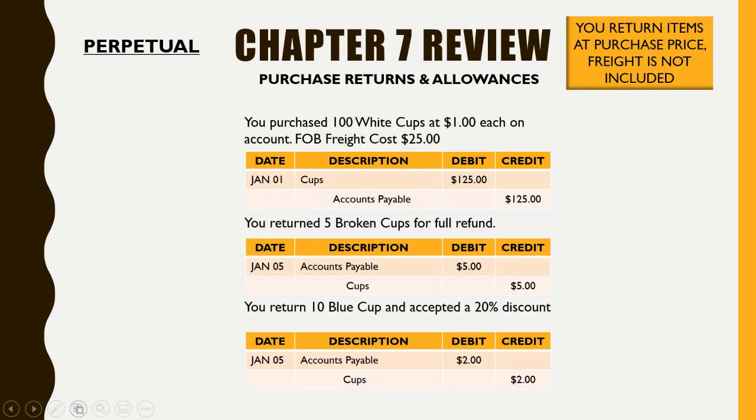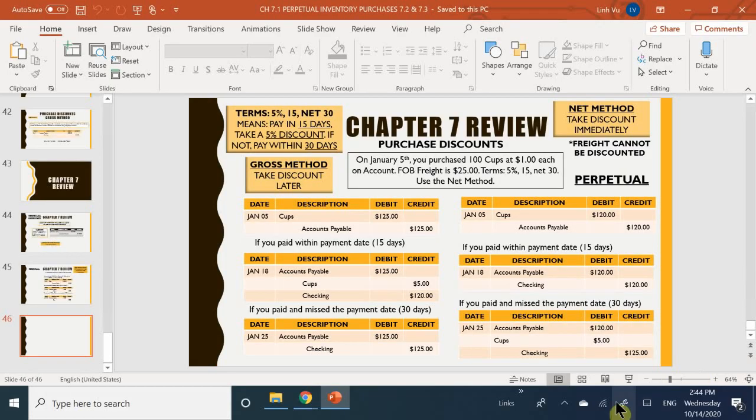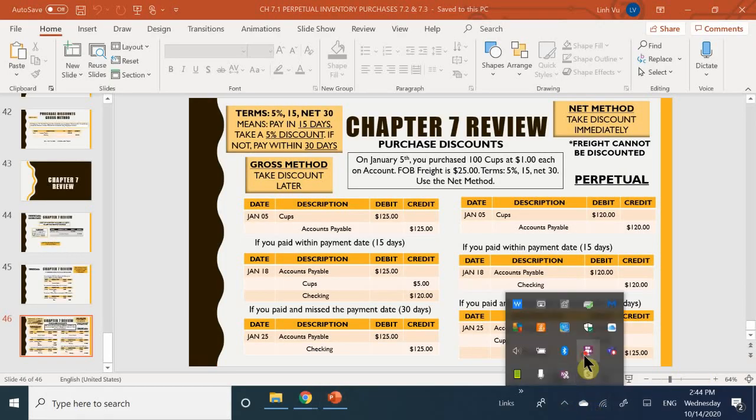Here's an example of what happens when you have returns or allowances. All you're doing is essentially decreasing your inventory account. That's it. Nothing hard about this. You don't need to create a contra account. Everything's in inventory, so you're just going to take everything out of inventory. Same thing here: we have the net versus the gross method for perpetual. And that is it. Okay, I'm going to go ahead and pause this.